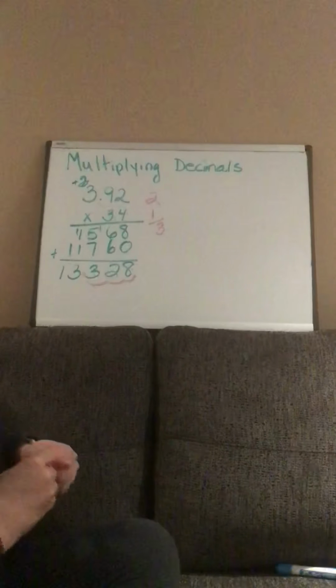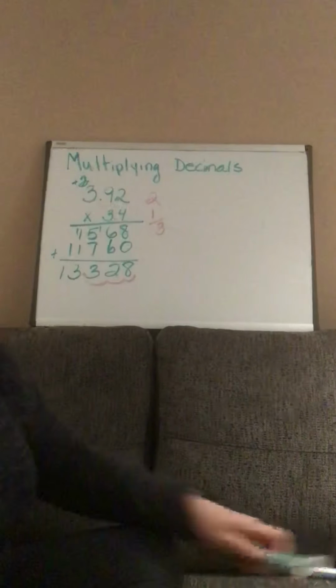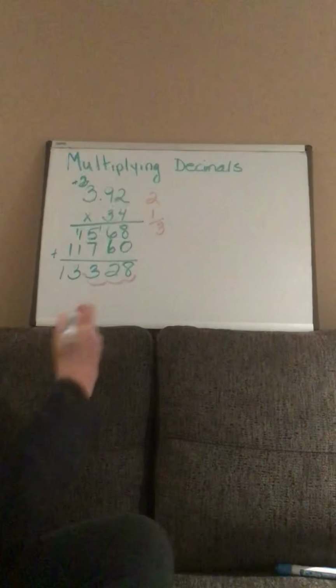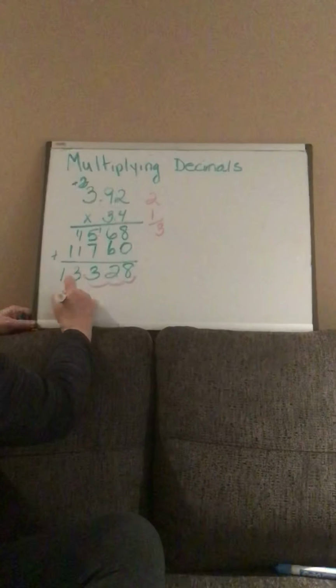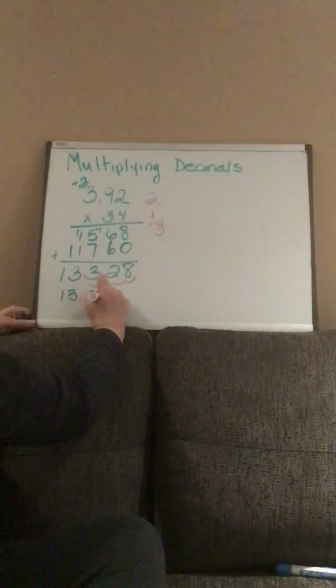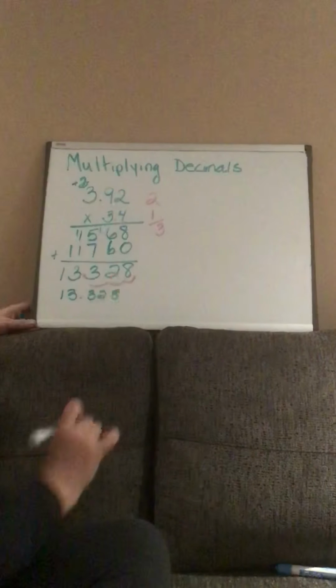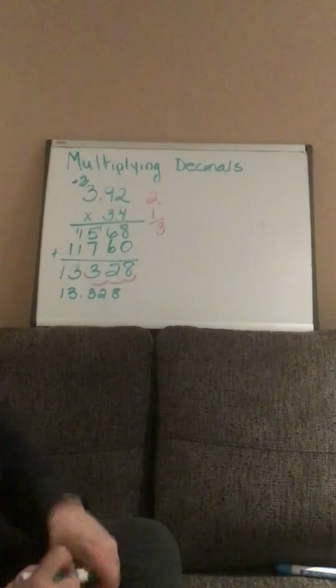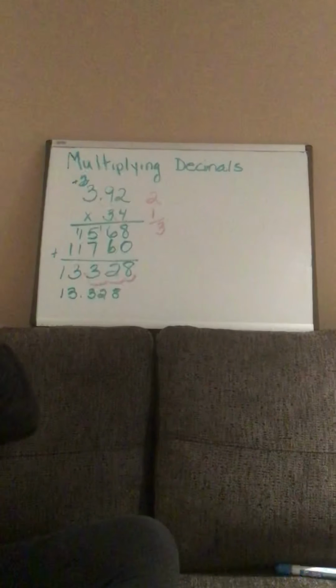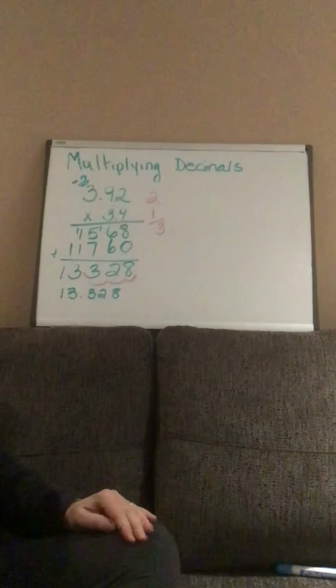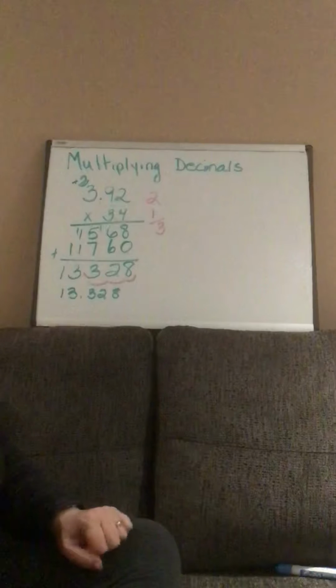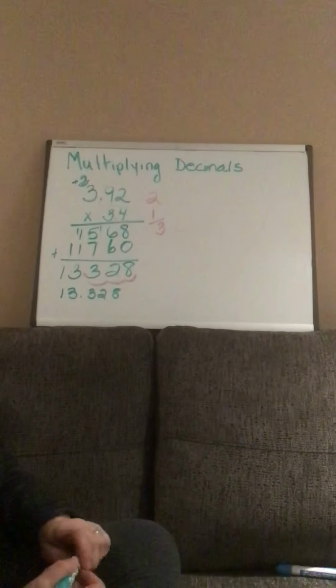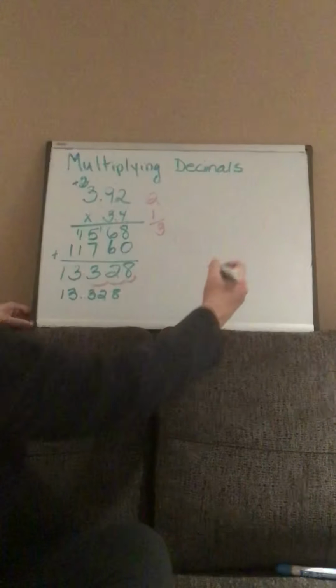So 3.92 times 3.4 becomes 13.328. So again, the math is exactly like we knew how to do before, and then we just add the decimals in at the end. So let's try one more question like this.